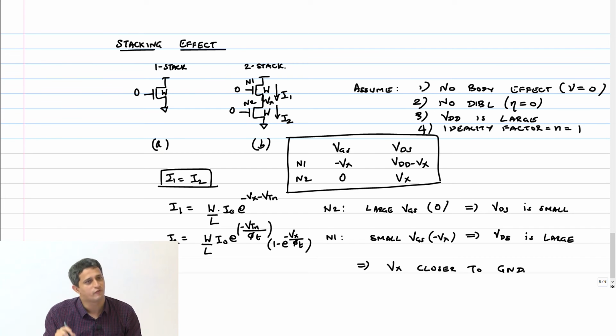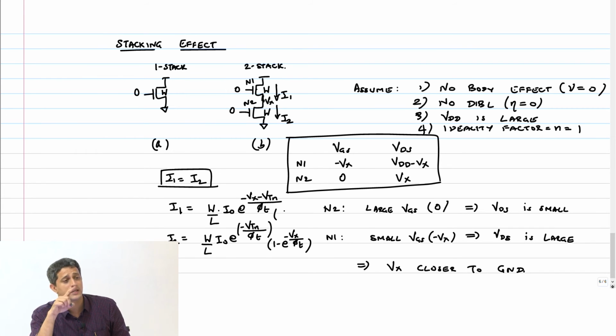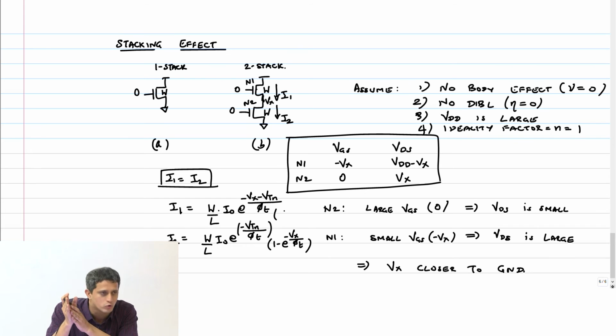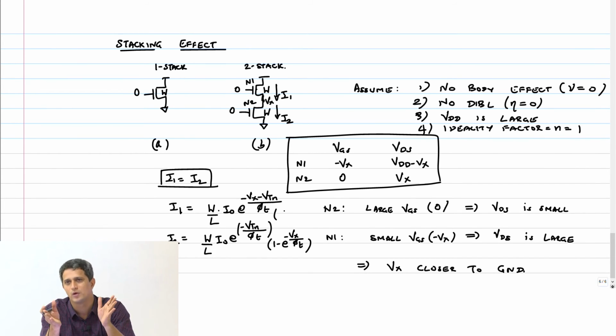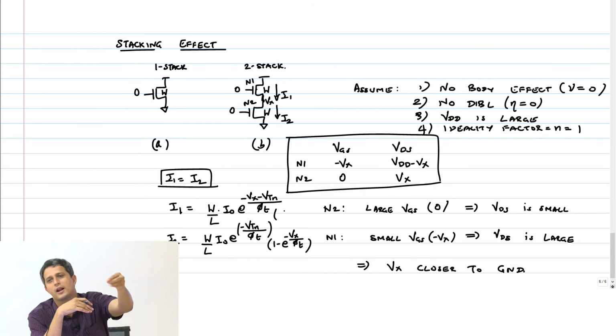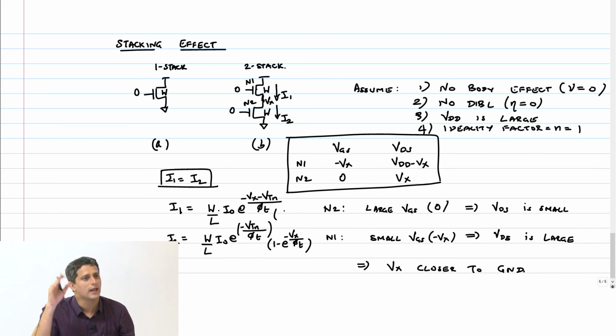So therefore both VTs will be the same: (Vx minus VTN) by phi t into 1 minus e power minus (VDD minus Vx) by phi t. But Vx is close to ground, so I can just make that 1 minus e power minus VDD by phi t. Now VDD is large enough, which means it should be greater than 3 times phi t. What is phi t? 26 millivolt at room temperature. So if you are over 100 millivolt, which VDD for sure is, you can neglect that 1 minus e power minus VDS by phi t.